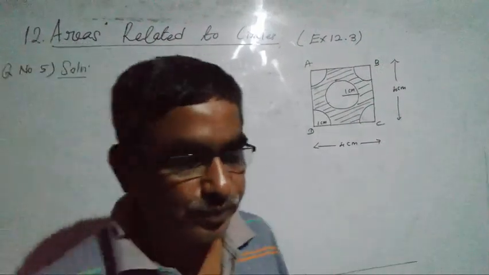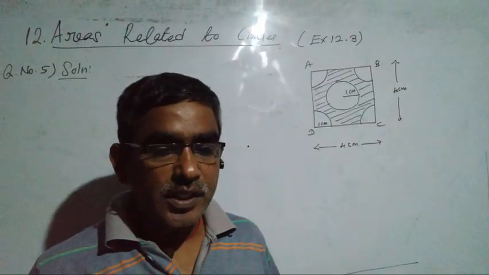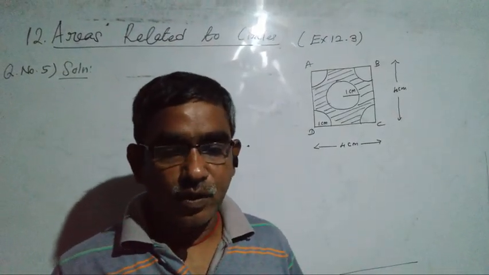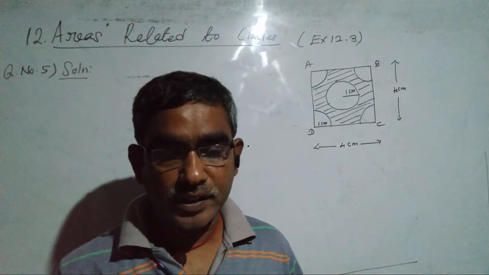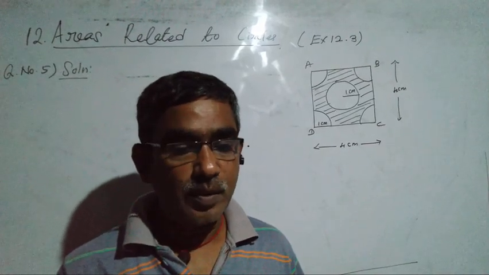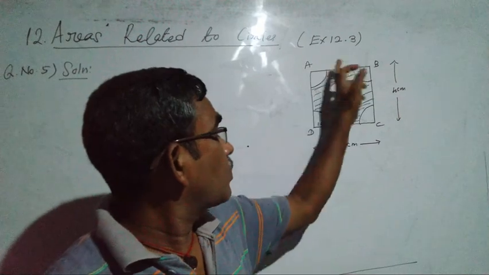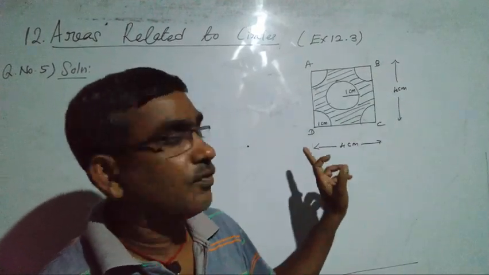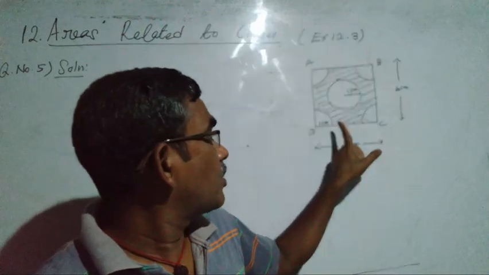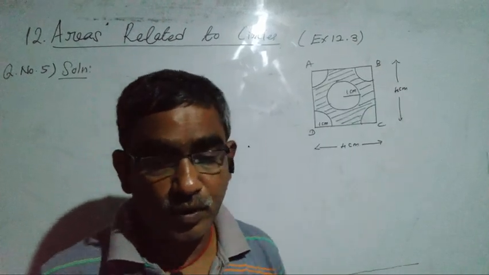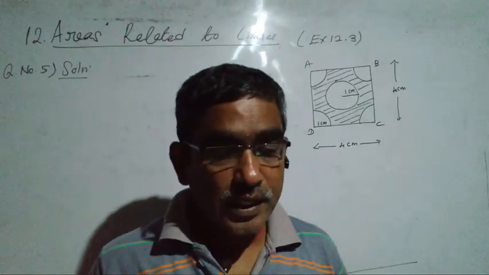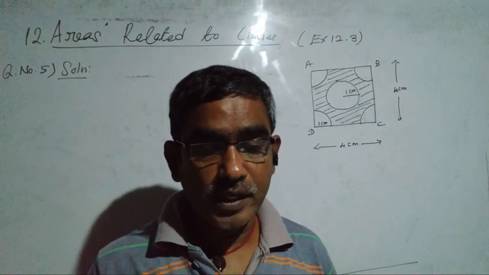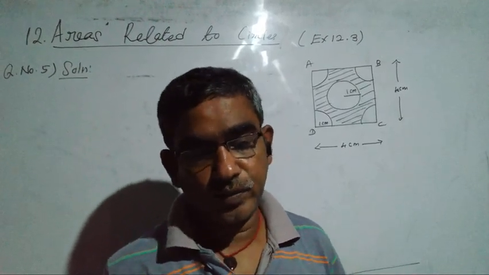Come to question number 5. From each corner of a square of side 4 cm, a quadrant of a circle of radius 1 cm is cut. A square of side 4 cm, these are 4 quadrants, at each corner a quadrant of radius 1 cm is cut off. And also a circle of diameter 2 cm is cut as shown in the figure.